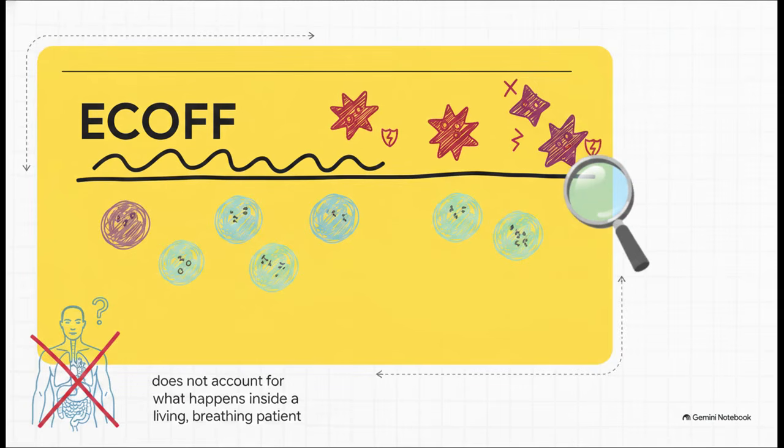Building on that, we've got the ECOFF, or epidemiological cutoff value. Think of this as a boundary line. If an MIC value falls below the ECOFF, the bacteria is likely a normal susceptible wild type. If it's above that line, it has probably mutated and built up some resistance. But again, just like the MIC, this metric is pure microbiology. It doesn't account for what happens inside a living, breathing patient.